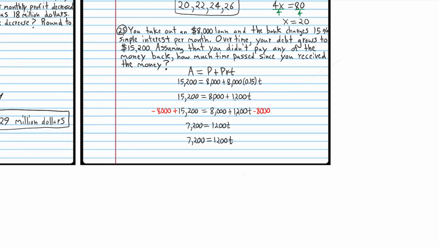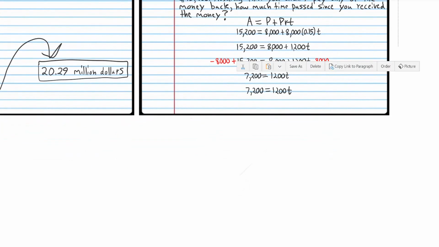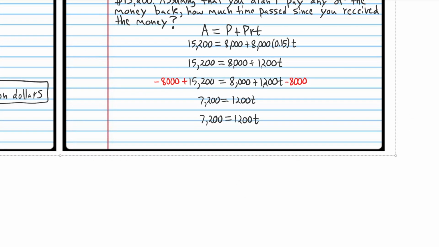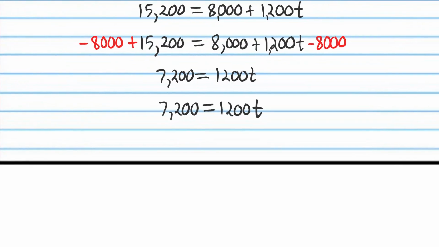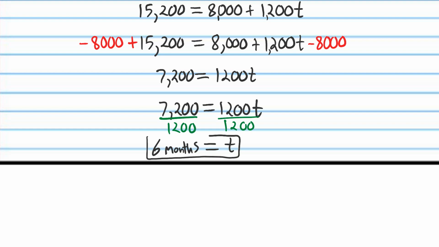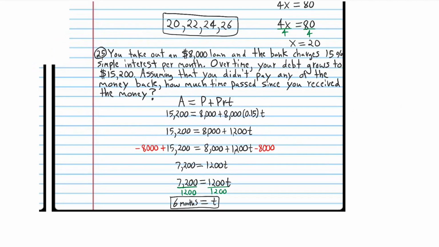All right, so we're going to divide both sides by 1,200. And t is going to be equal to, I'm going to go ahead and do that in my calculator. 7,200 divided by 1,200 is 6. So the final answer is 6 months. So the money was in the account for 6 months.